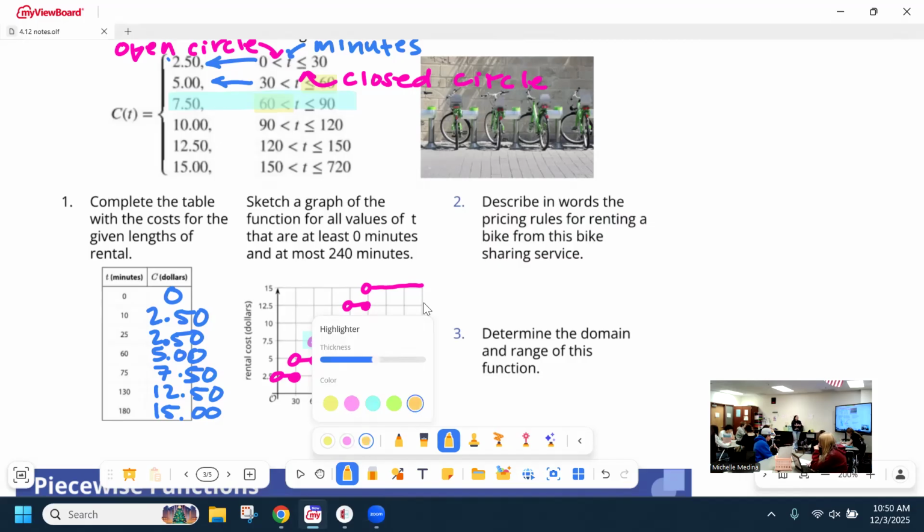Next, we have this row. So 90 to 120, that output was 10. That's why I put it this high.